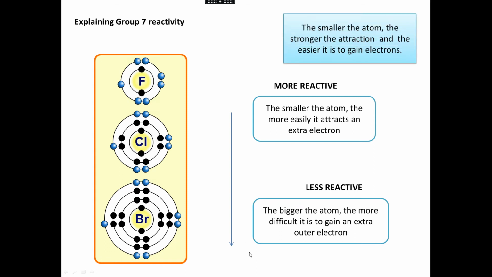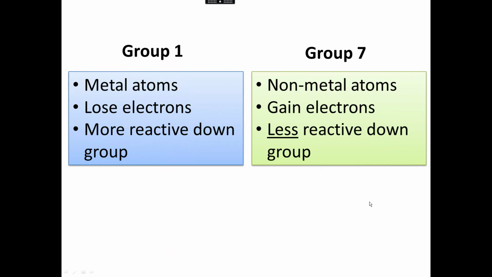So it all works the opposite way around. The smaller the atom in group 7, the stronger the attraction between the nucleus and the outer electrons, the easier it is to gain an electron.